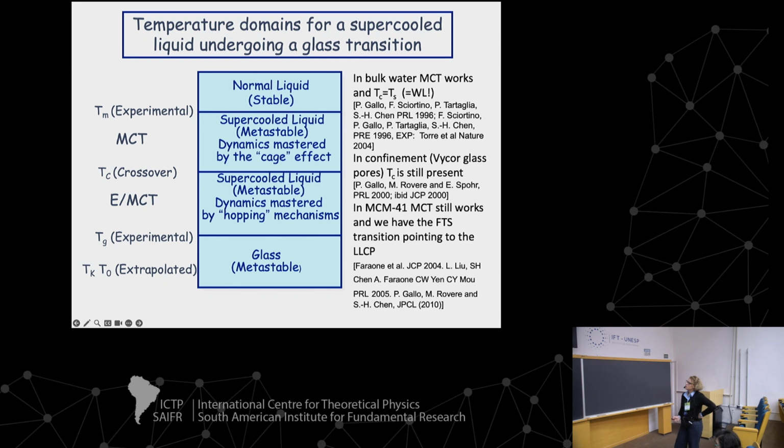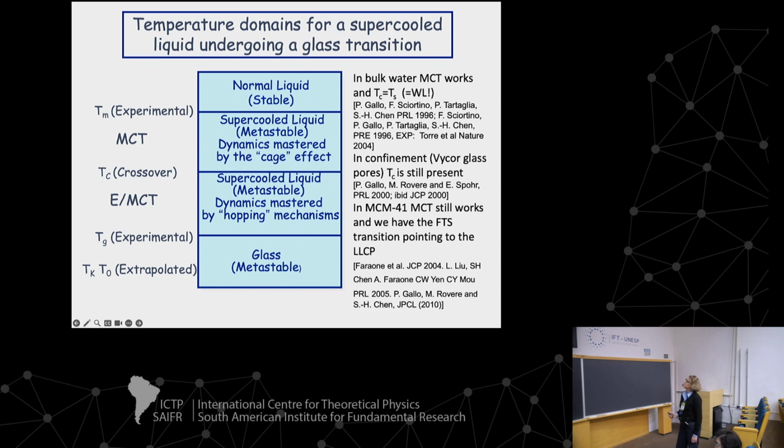And then we have TG, which is the one in which viscosity is 10 to the 13 poise, which is an experimental temperature. And it's important to pinpoint the TG of all the several glass formers and make comparisons. And then we have the T0 from the Vogel-Fulcher-Tammann and the Kauzmann temperature that may coincide, but in any case are extrapolated temperatures. You don't get them directly.